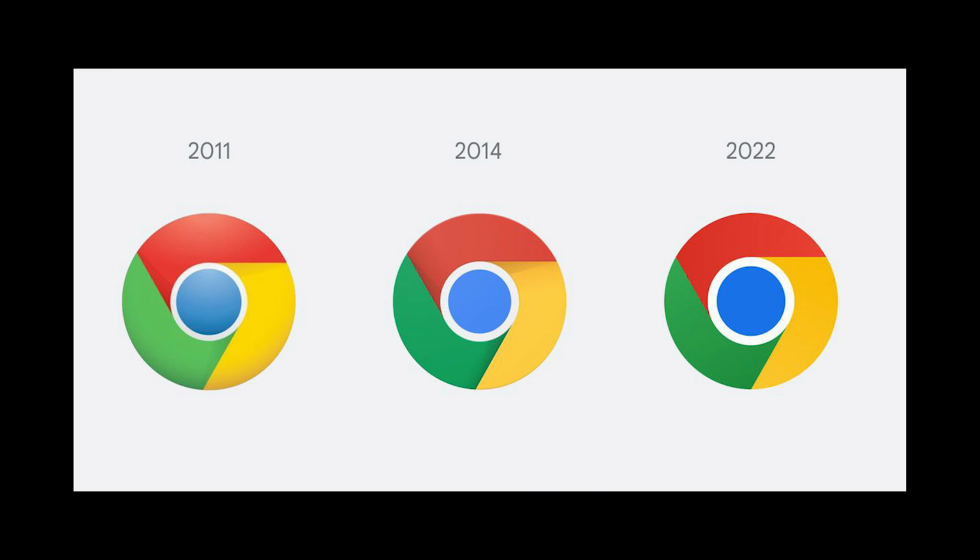First, the shadows between the sections of the logo have been removed, making the icon appear even more flat than before. You'll also notice the blue circle in the center is slightly larger, and the colors are a bit more saturated. In my view, there wasn't really a need to redesign the Google Chrome logo. As with many Chrome users, I really like the 2014 version.